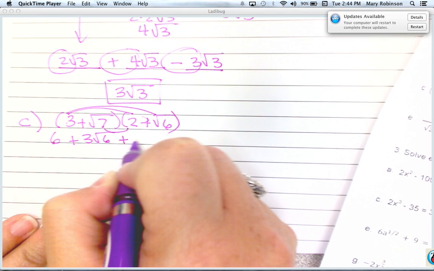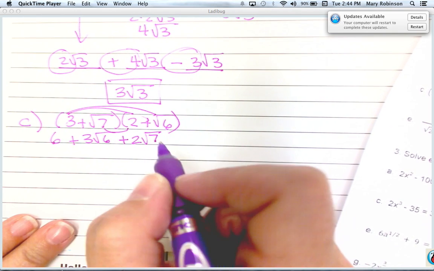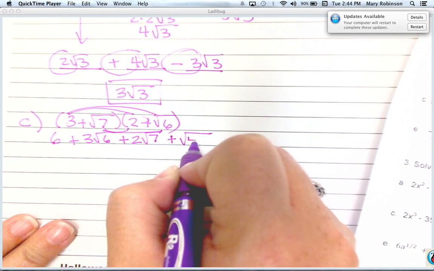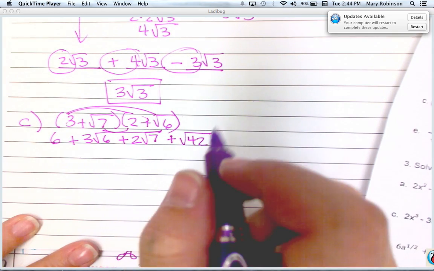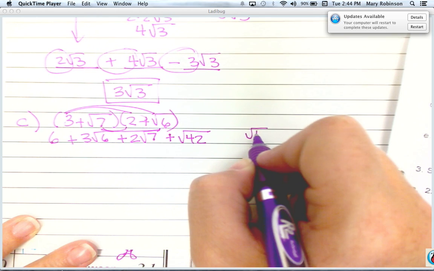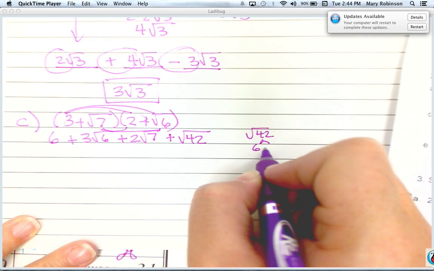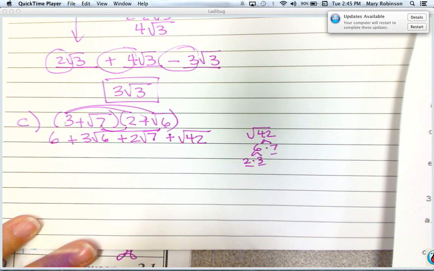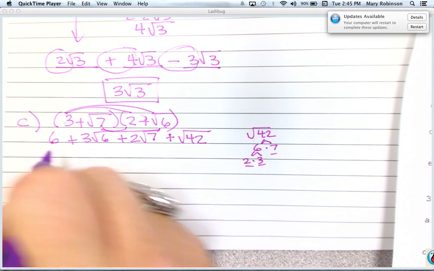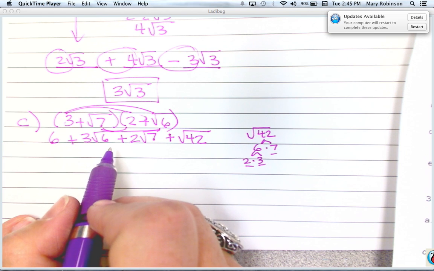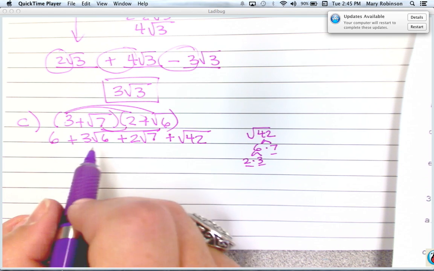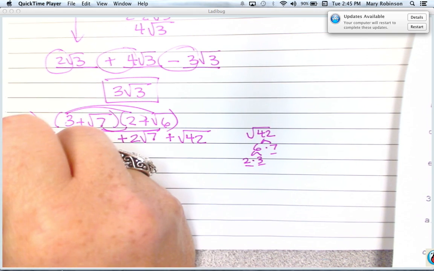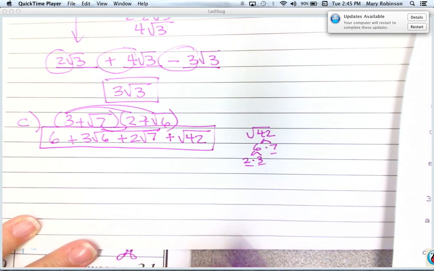When you distribute here, that would be 2 square roots of 7. And here, positive square root of 42. Now remember, the square root of 42, we already know its factors are 6 and 7, none of which will give us pairs, so we can't simplify that any further. We do not have any other like terms because we have no radicands that are the same and no integers that we can combine, so this is our final answer.